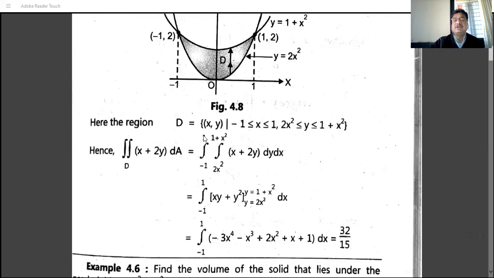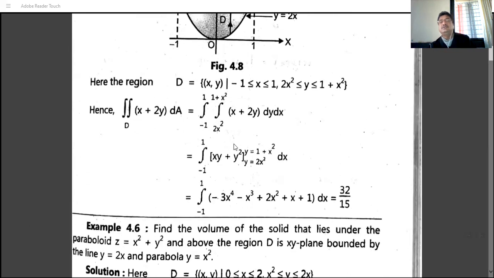I will share this problem with you again through WhatsApp, integrating with respect to x first and with respect to y second. Okay, so I will share it with you through WhatsApp. We have the same answer.